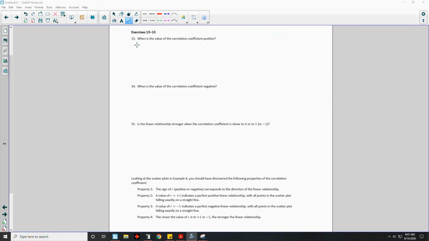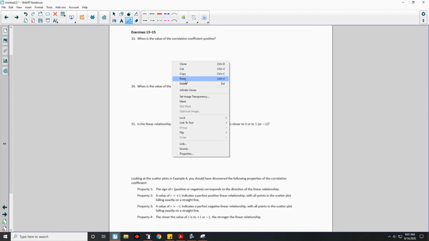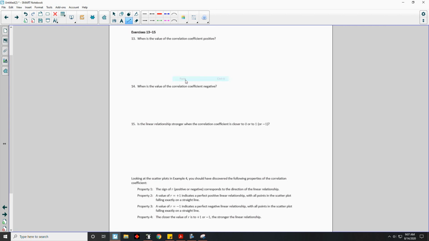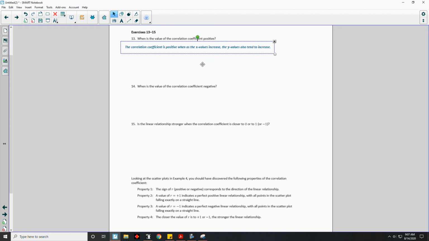Okay, page 8 brings us to exercises 13 through 15. So pause the video, answer these questions. Unpause the video, and we'll check, see how you did. Okay, so here we go. So, number 13. When is the value of the correlation coefficient positive? And the answer is the correlation coefficient is positive when, as the x value increases, the y value also tends to increase. They're not asking about strength here, just when is it positive.